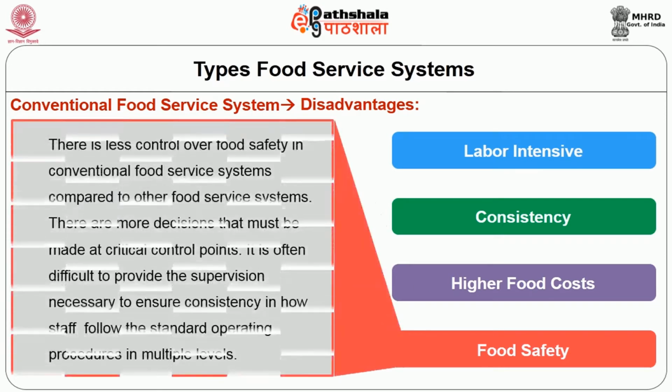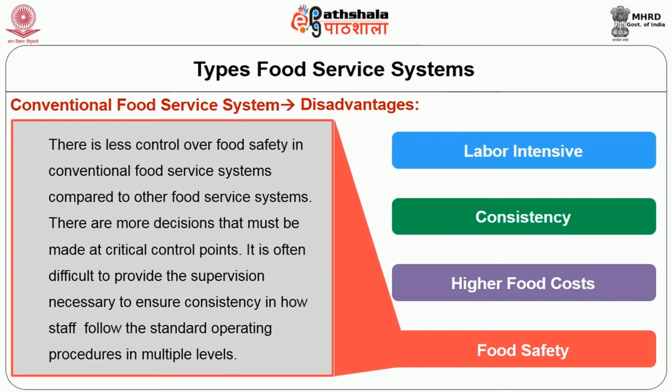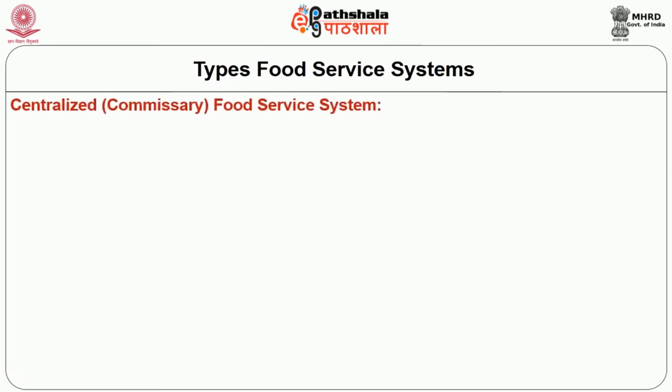Next is food safety. The issue of food safety can be a problem here because there is less control over food safety in conventional food service systems compared to other food service systems. There are more decisions that must be made at critical control points. It is often difficult to provide the supervision necessary to ensure consistency in how staff follow the standard operating procedures in multiple locations.